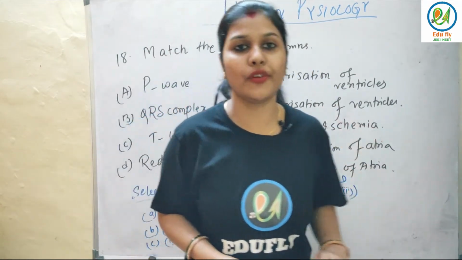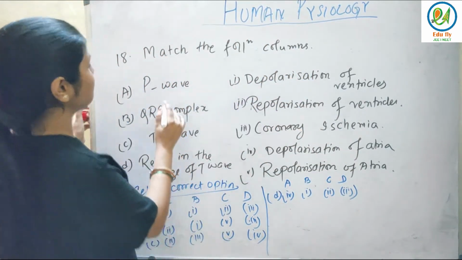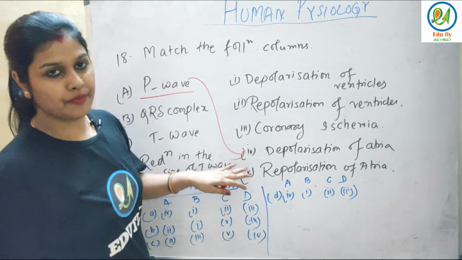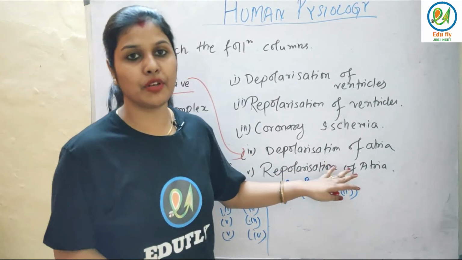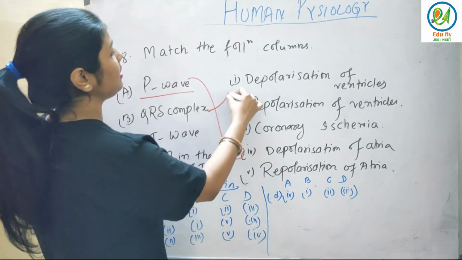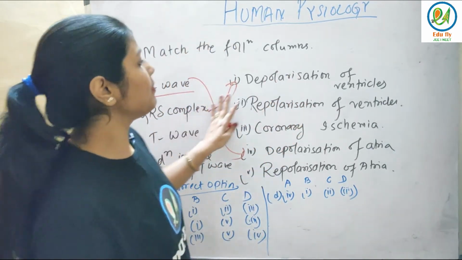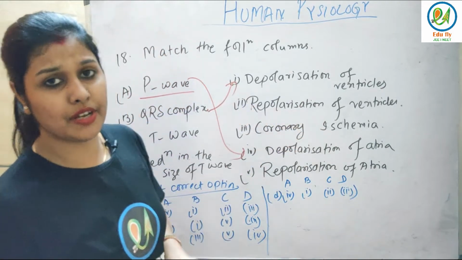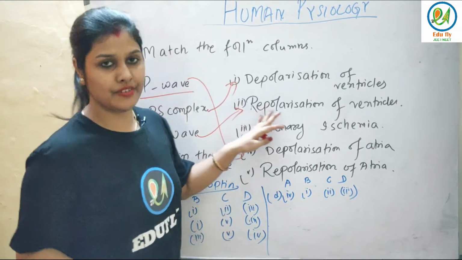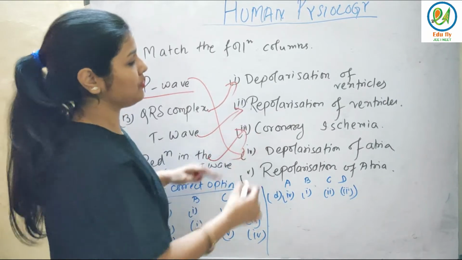This question is from the circulatory system. They are asking to match the columns. A very direct question. See, P wave. What is the function of the P wave? It's depolarization of the atria. Then second is the QRS complex. The function of the QRS complex is depolarization of the ventricles. Next is the T-wave, which is repolarization of the ventricles. The fourth is reduction in the size of the T-wave, which indicates coronary ischemia.